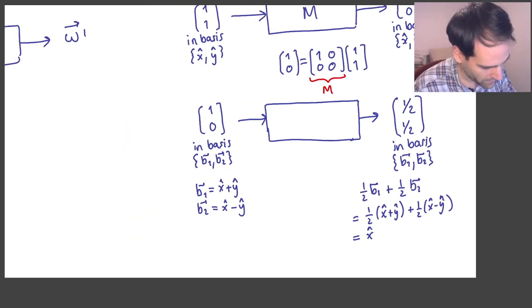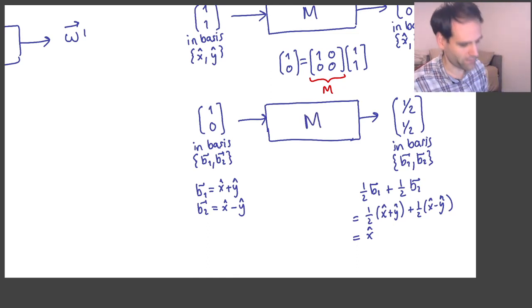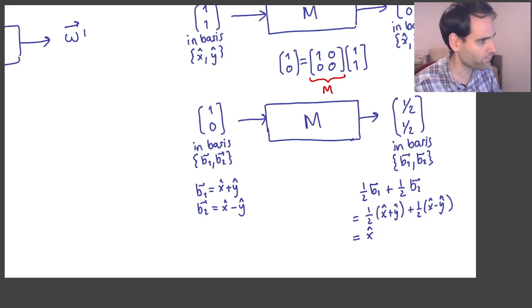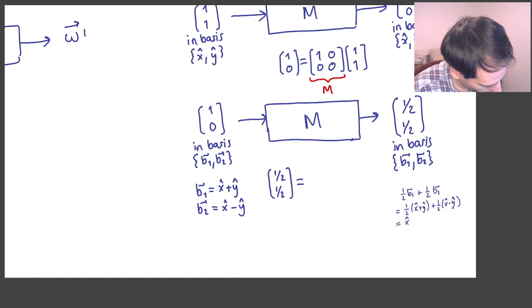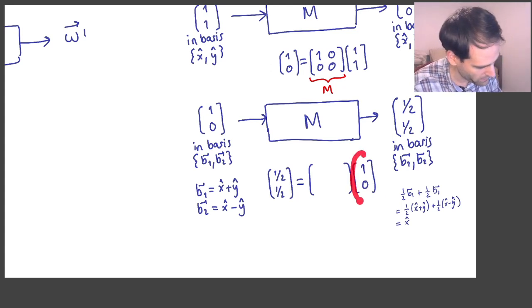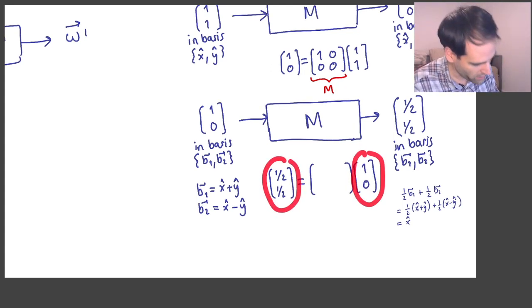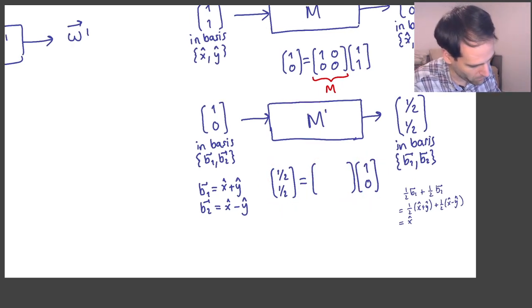Okay, but this means that now we have a problem, and the problem is that our matrix M will have to be a different matrix, right? Because we need this matrix to fulfill that the output vector 1/2, 1/2 is equal to this new matrix multiplied by the input vector 1, 0, where everything here is written in the basis b1, b2. So this new matrix that represents the linear transformation, we can call it M prime.